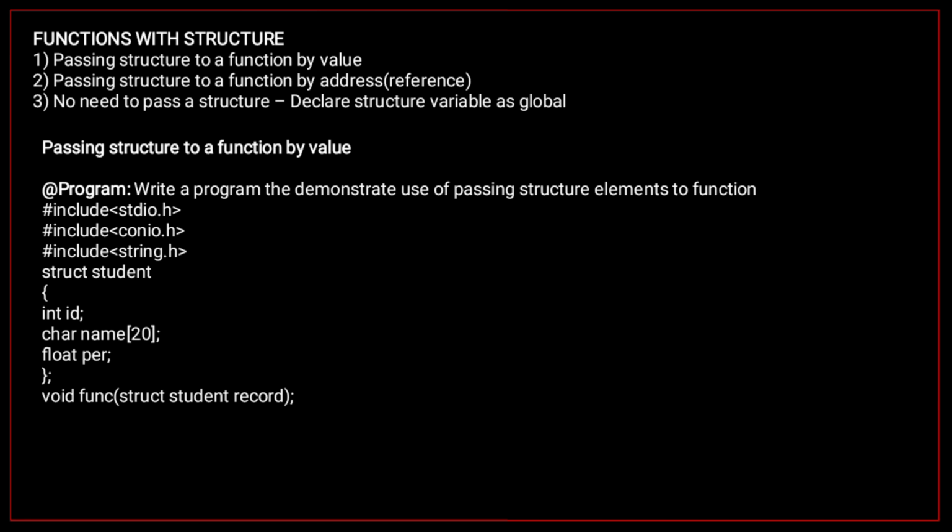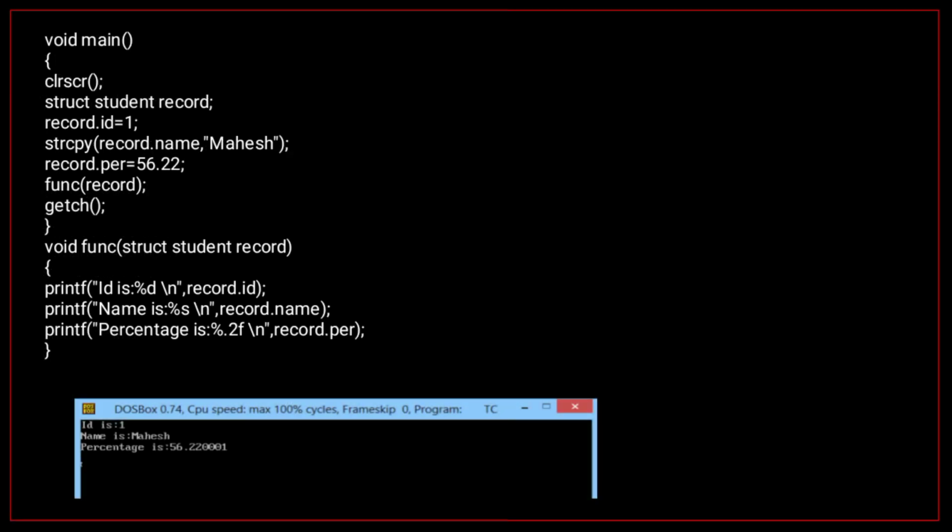In the program, the whole structure is passed to another function by value. It means the whole structure is passed to another function with all members and their values. So this structure can be accessed from called function. So this example shows the demonstration use of passing structure element to the function. See the example of passing structure to a function by value or argument.